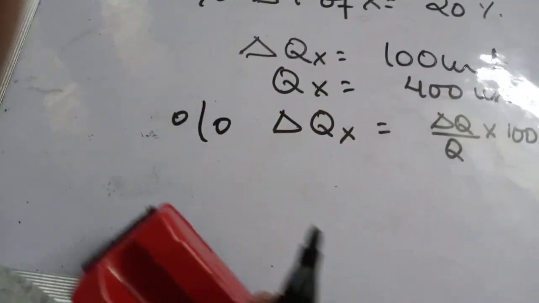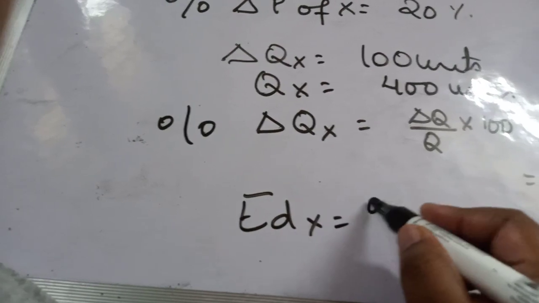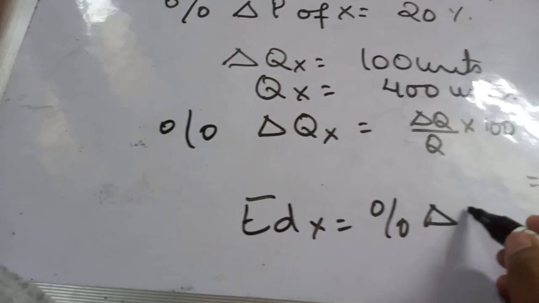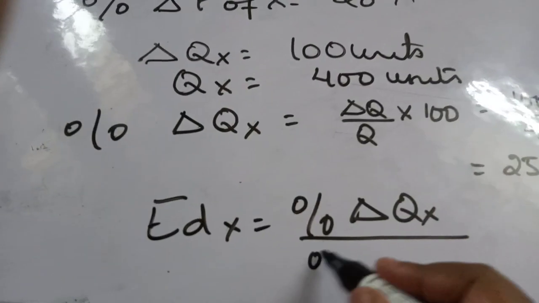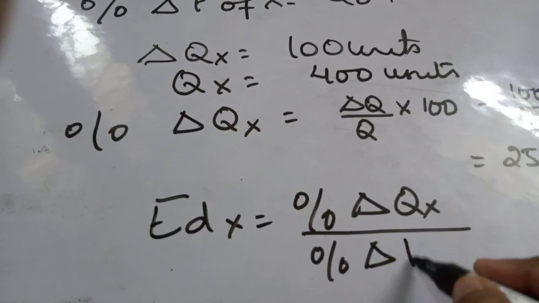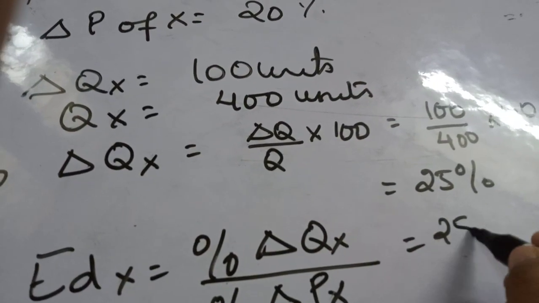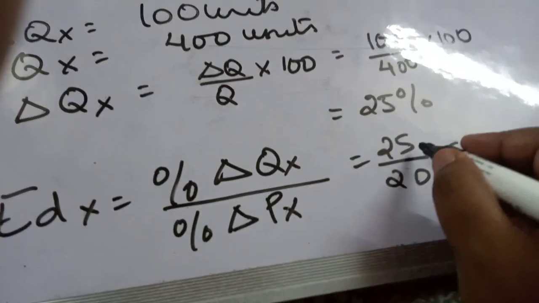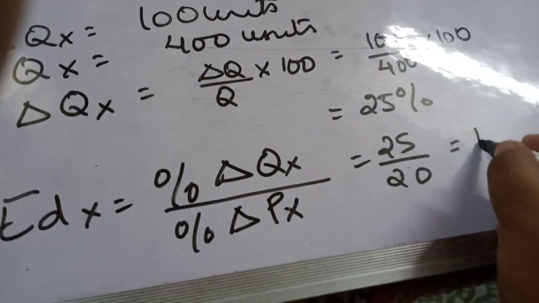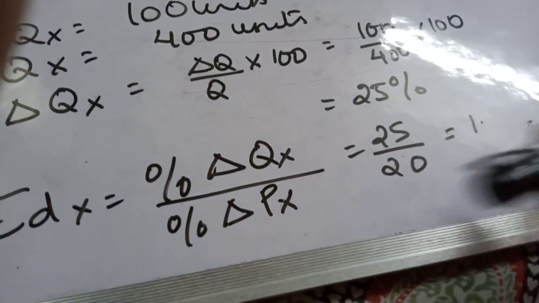Okay, so now you can calculate elasticity of demand of X is equal to percentage change in quantity demanded of X divided by percentage change in price of X, which is equal to 25 upon 20. Okay, which is equal to 1.25.